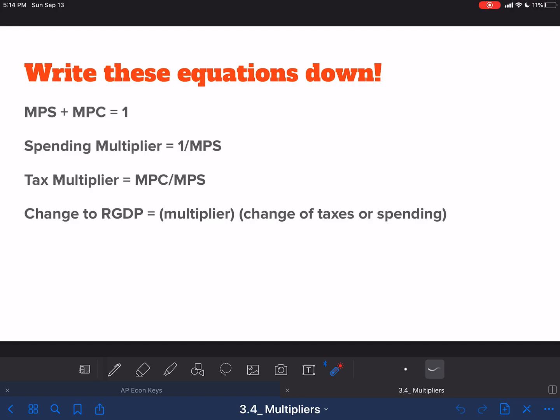Remember, there's no comprehension check for 3.4. So if you're looking for it and it's not there, that's why it's not there. It doesn't exist. There is no comprehension check.